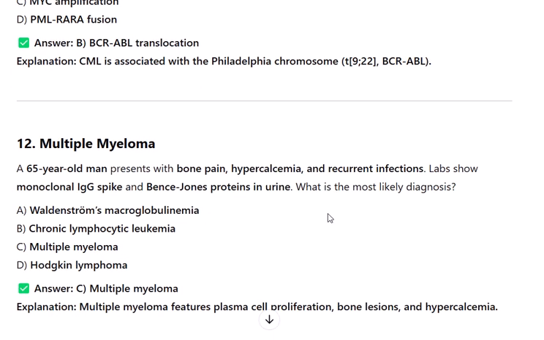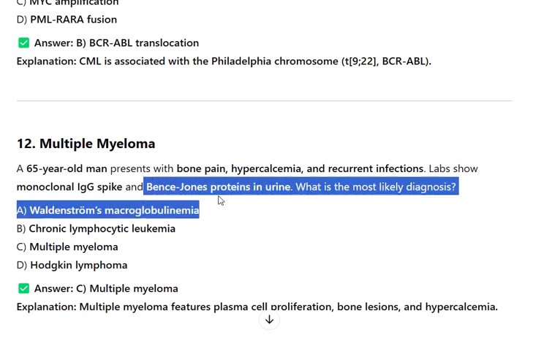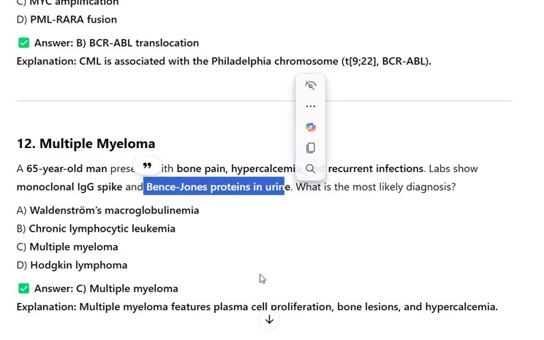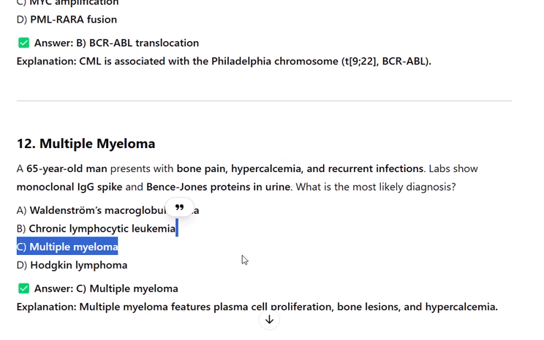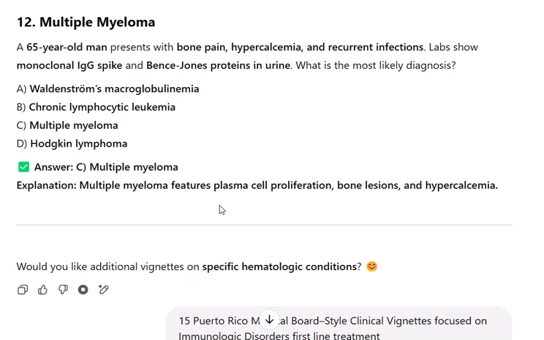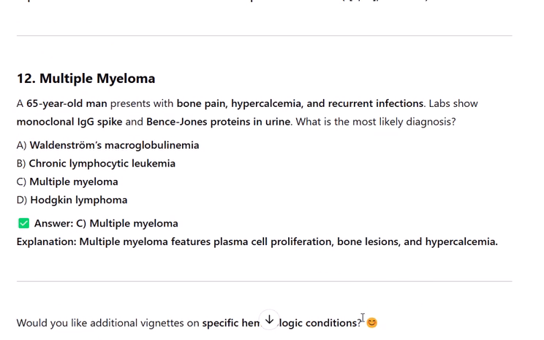12. Multiple myeloma. A 65-year-old man presents with bone pain, hypercalcemia, and recurrent infections. Labs show a monoclonal IgG spike and Bence-Jones proteins in urine. What is the most likely diagnosis? A. Waldenstrom's macroglobulinemia. B. Chronic lymphocytic leukemia. C. Multiple myeloma. D. Hodgkin lymphoma. Answer C. Multiple myeloma. Explanation: multiple myeloma features plasma cell proliferation, bone lesions, and hypercalcemia.